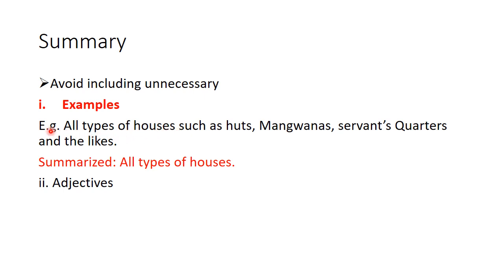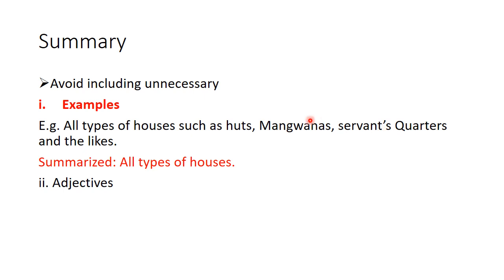Let's say before this sentence, it is starting like, other cultural features that need to be destroyed include all types of houses such as huts, bangwanas, servants' quarters, and the likes. So what's your point here? Your point is all types of houses, not some, but all types of houses. So even if they give these examples, it's a waste of time because so long as it's a house, it has to be destroyed. So these examples are just a waste of words.